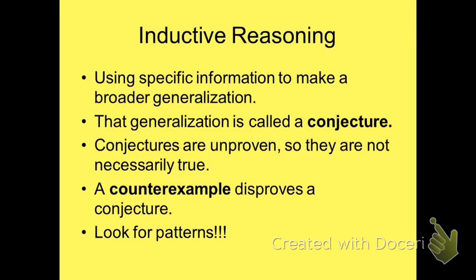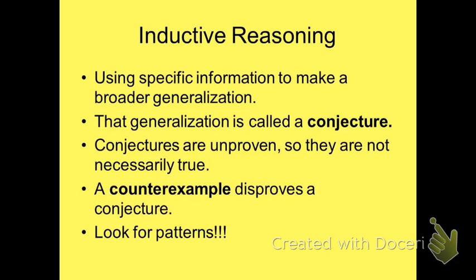Inductive reasoning is when you use specific information to make a broader generalization. And whether you realize it or not, it's something that you do all the time. Later, when we learn about deductive reasoning, you're going to see that deductive reasoning is just the opposite, using a generalization to make a specific statement. So, when you make a generalization, that's called a conjecture.